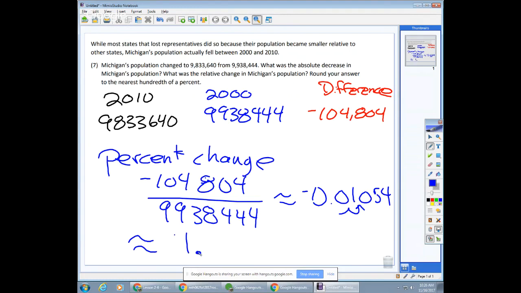1 point, and we wanted to go to the nearest hundredth of a percent, is that right? Hundredth of a percent. So this would be tenth of a percent, and that would be hundredth of a percent. So it would be 1.05%. It is a negative, yeah. So the population in Michigan dropped by about 1.05% from 2000 to 2010.